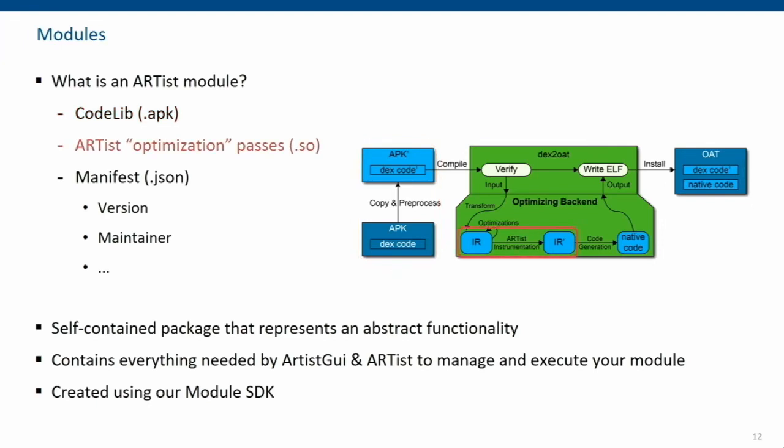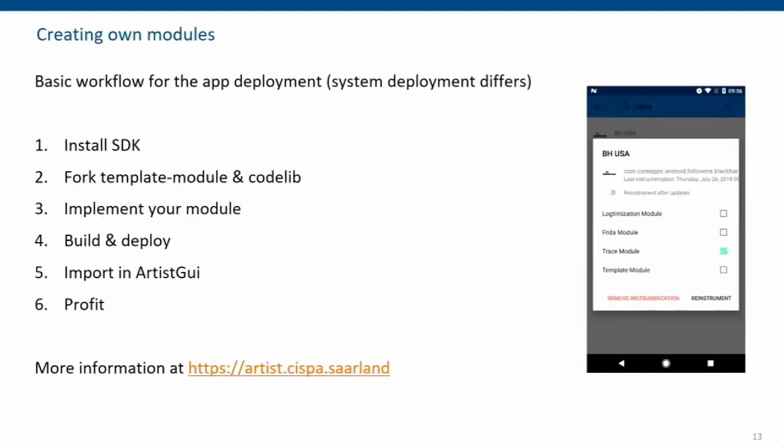Second, we have those optimization passes, which are essentially stitching together the code. This is a shared object that you have in your module. And then you also have some meta information like who's the author, what is the version, and so on. I'm going to use that in the future. So if you're interested now, it's quite easy to create modules with Artist.